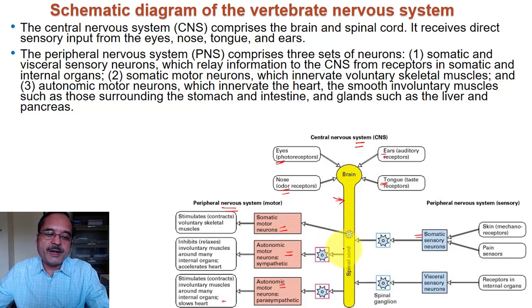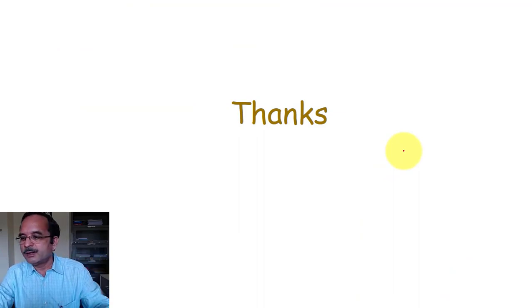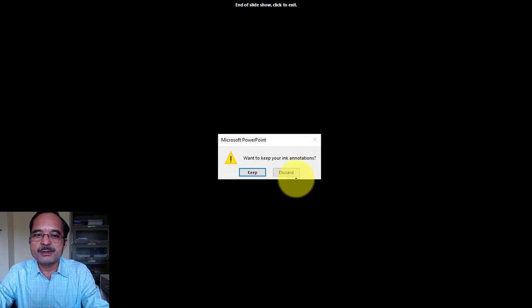The cell bodies of somatic motor neurons are within the central nervous system, and those of somatic sensory neurons and of autonomic motor neurons are in ganglia adjacent to the central nervous system. So this is just an introduction of our nervous system and how the communication happens in case of the nervous system.